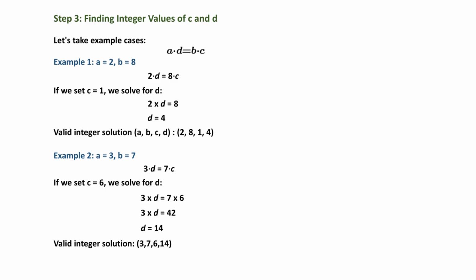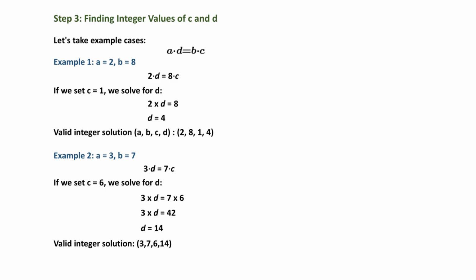Let's go through an example. If A equals 2 and B equals 8, then the proportion must hold. 2 times D equals 8 times C. To keep things simple, let's choose C equals 1 and solve for D. 2 times D equals 8 times 1. Simplifying, 2D equals 8. Dividing both sides by 2, D equals 4. So one valid solution is 2, 8, 1, 4.